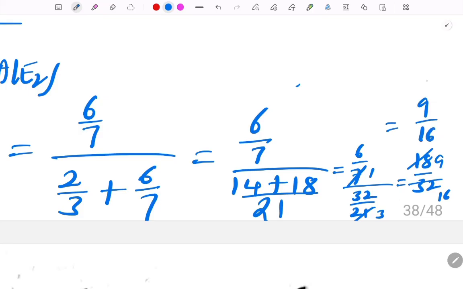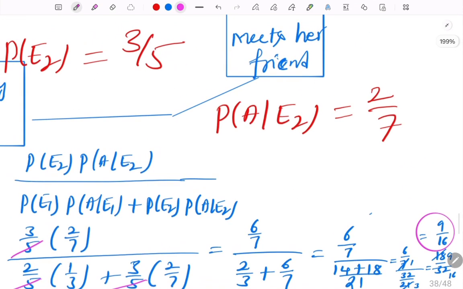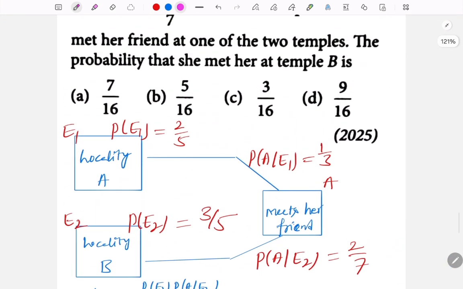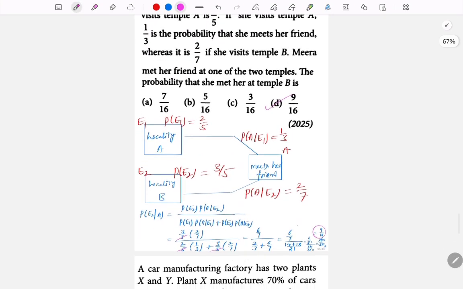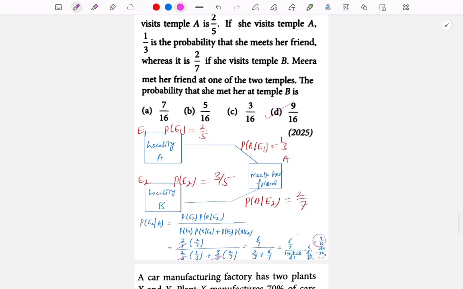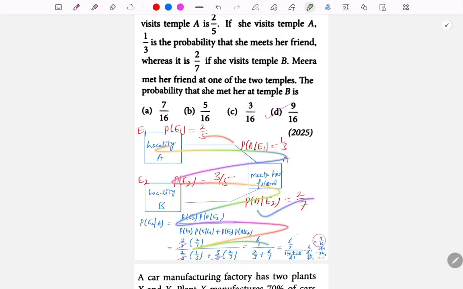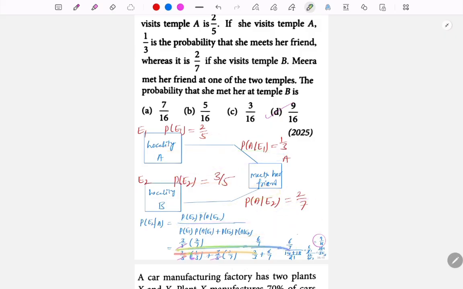Is it there in the options? We will check. 9 by 16 is my answer. Yes, the answer is there, it is option 4. Clear, students? This is the way we can solve this type of question in 20 or 30 seconds in the worst case. For understanding I am giving this much detail, but from an exam point of view you can write this line only, directly. You need not mention all those things, just understand the question, write this line directly, and you will get the answer within 30 seconds.